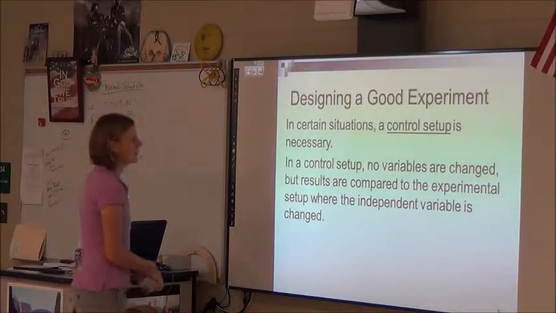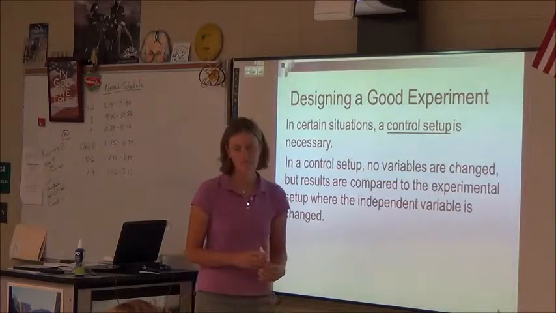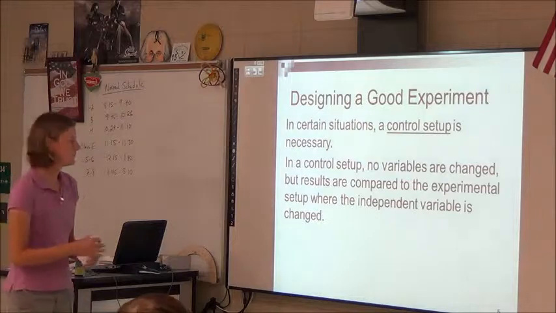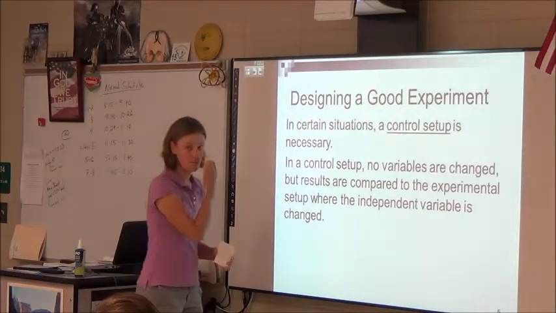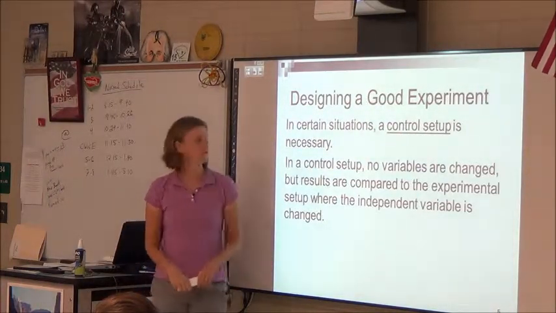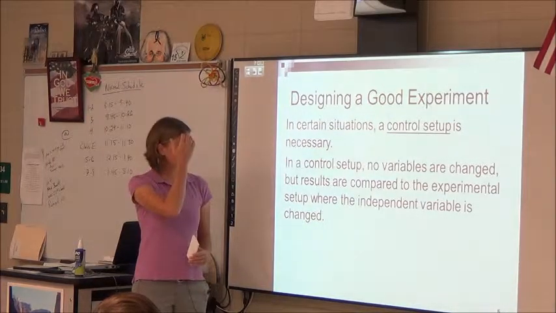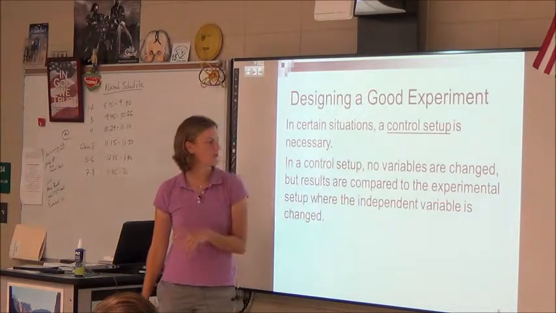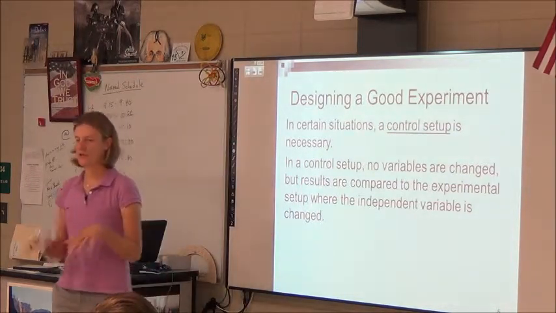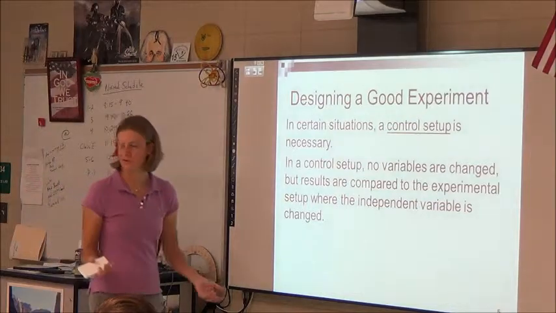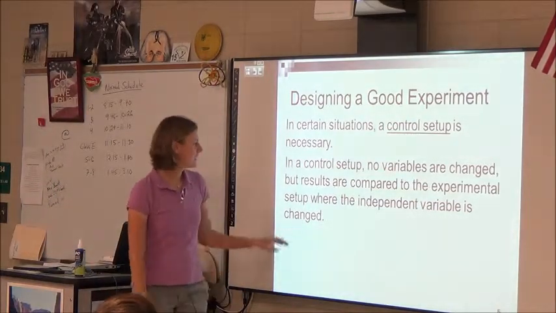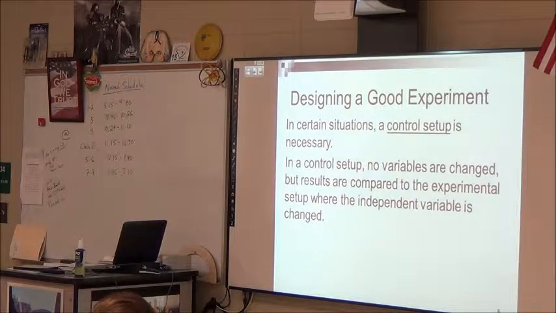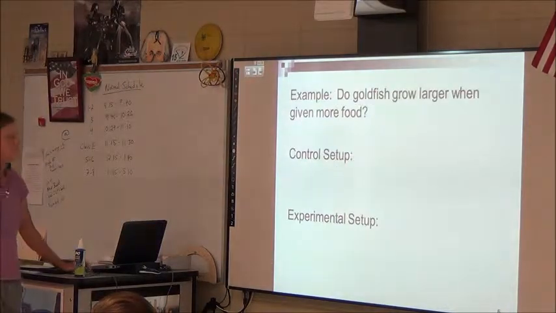So sometimes we talk about a control setup. Just sort of depends on what your experiment is. This may or may not be relevant. So in a control setup, no variables are changed. That's just sort of the norm. That's the normal situation, the way life usually is. And then, of course, in our experimental setup, we would just change the one thing, change our one independent variable.